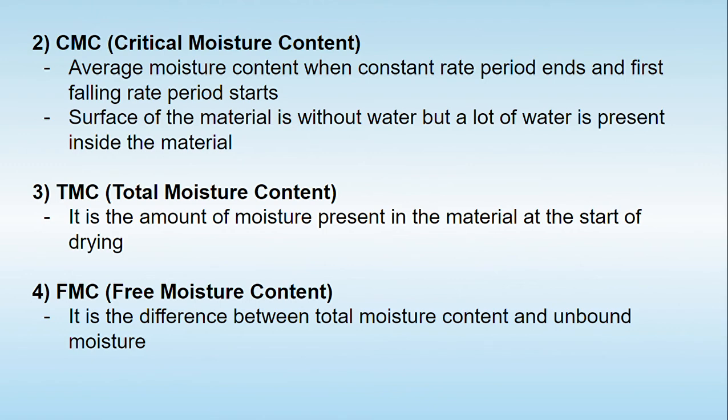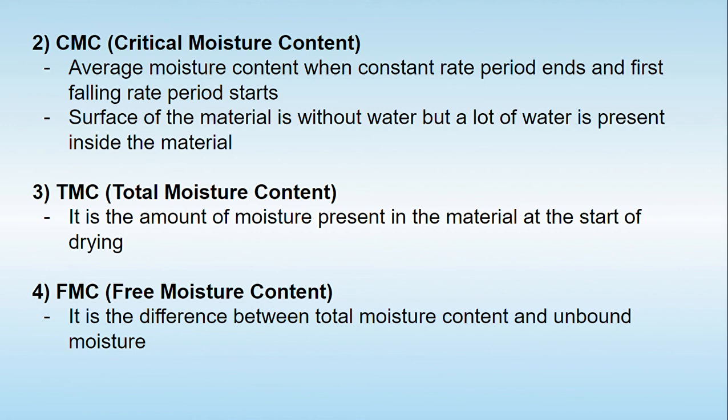Another term is the CMC, called the critical moisture content. I can say the critical moisture content is the average moisture content at which the constant rate period ends and the falling rate period starts. For this, you can look at my other video on the drying rate curve to understand the constant rate and falling rate periods in detail. So critical moisture content is when the surface of the material is without water, but some of the water is still present inside the material.